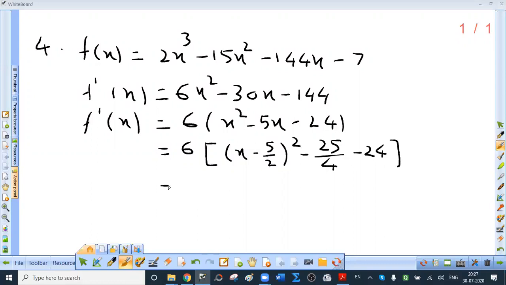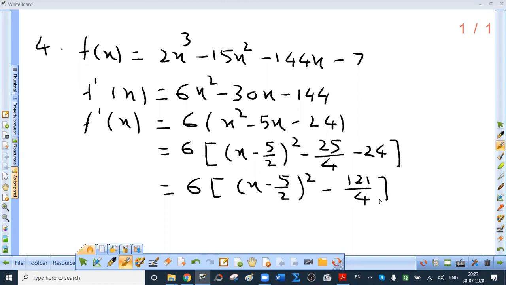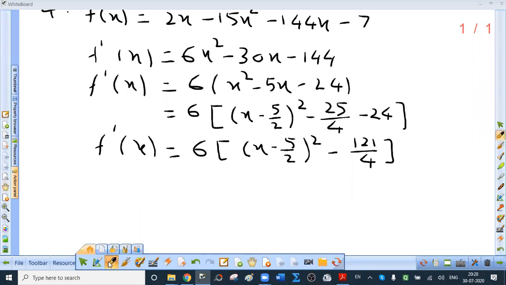So this is nothing but 6 in bracket x minus 5 by 2 bracket square. What is the LCM? 4. So minus 25 minus 96, that is what? 121. So minus 121 upon 4. Yes. Now this is what? f dash of x. Now part A. In part A, what is asked? Increasing or decreasing? Increasing. So I will say f is strictly increasing.